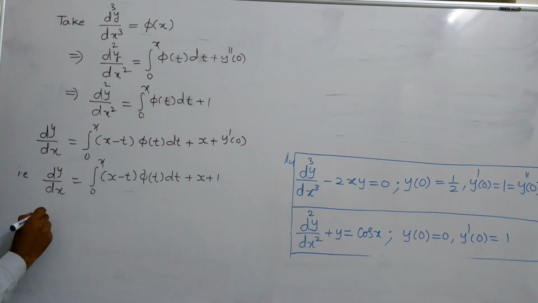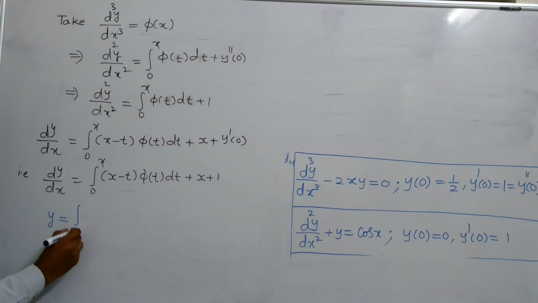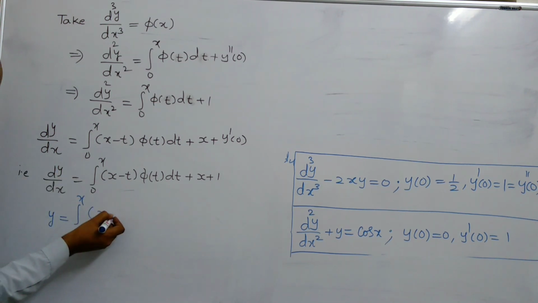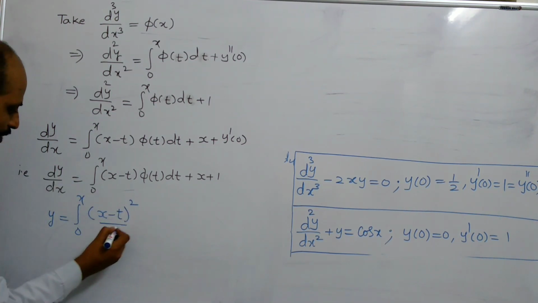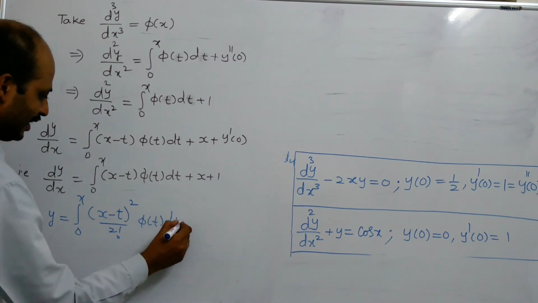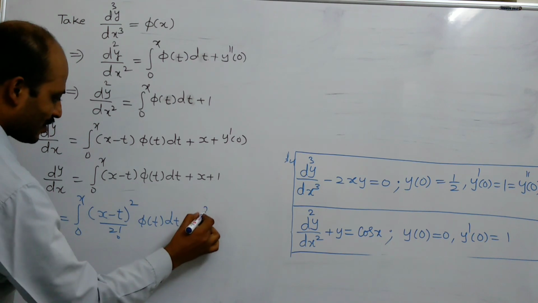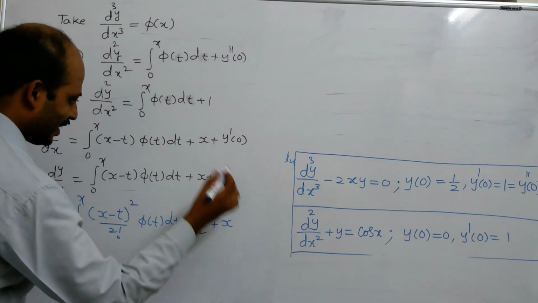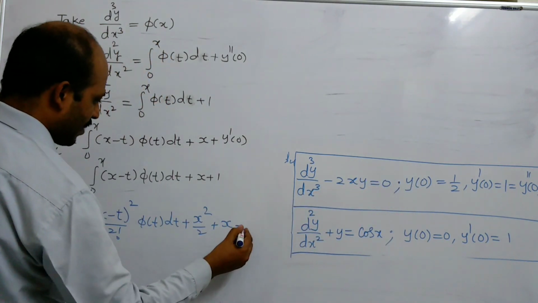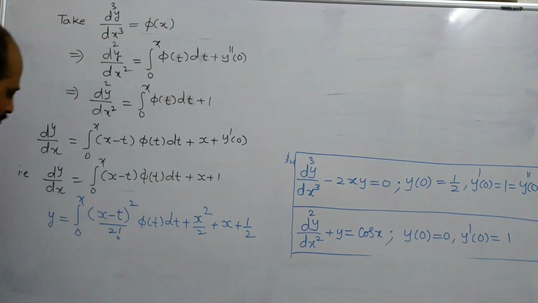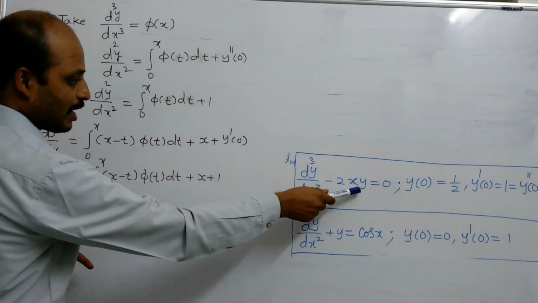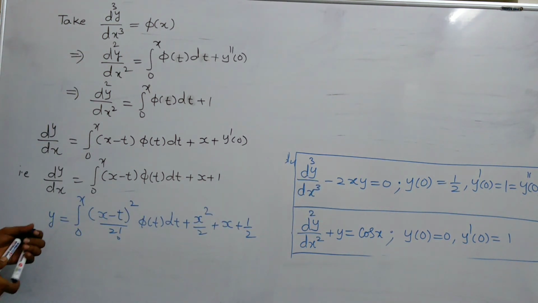Again integrate this term. You get y is equal to integral 0 to x. In this term you can write x minus t whole square by 2 factorial phi of t dt, plus x square by 2 plus x. Now you can use this condition y of 0 is equal to 1 by 2. Put directly it is 1 by 2. Now you observe that we have d cube y by dx cube term and y term. Substitute these two terms in that equation.